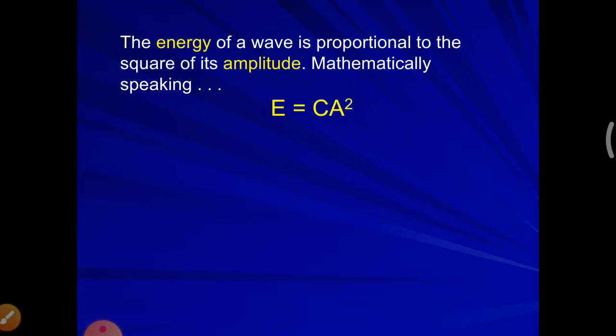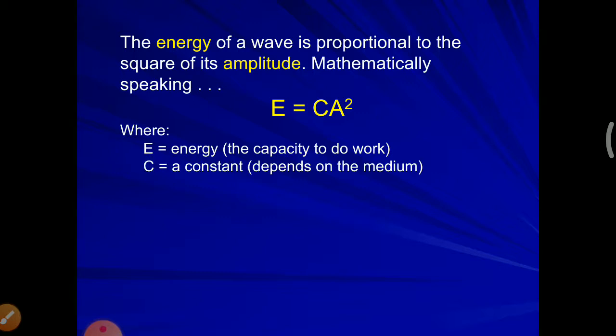The energy of a wave is proportional to the square of its amplitude. Mathematically, we can write E equals C A squared. Here E is the energy of the wave, C is a constant that depends on the medium, and A is the amplitude. Because of the square, I have written A squared.